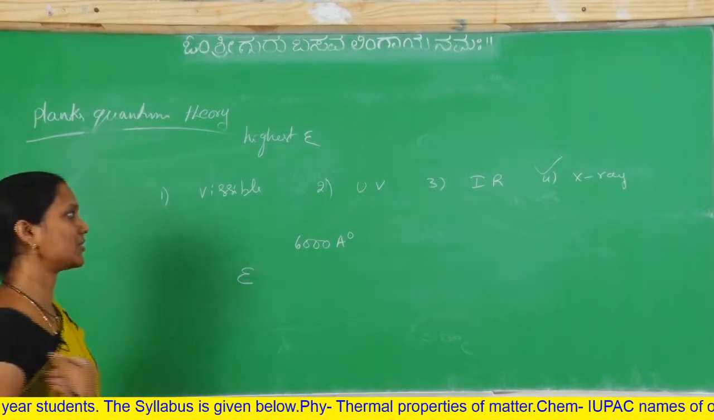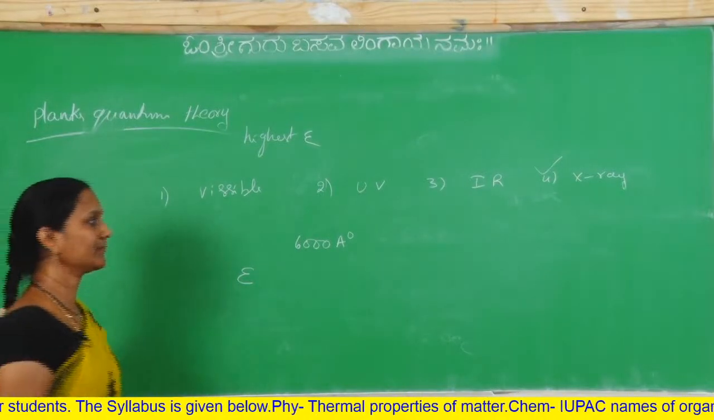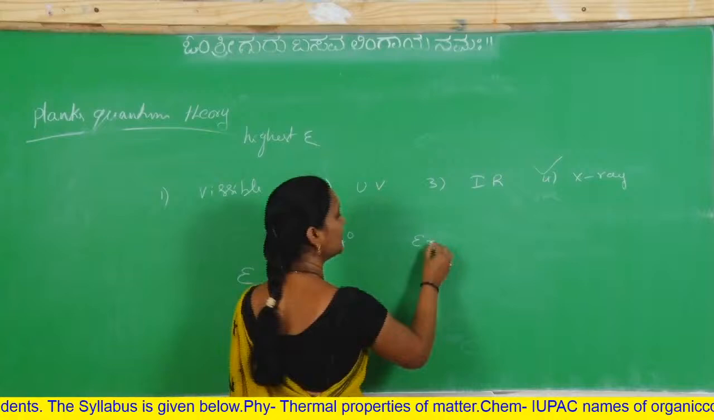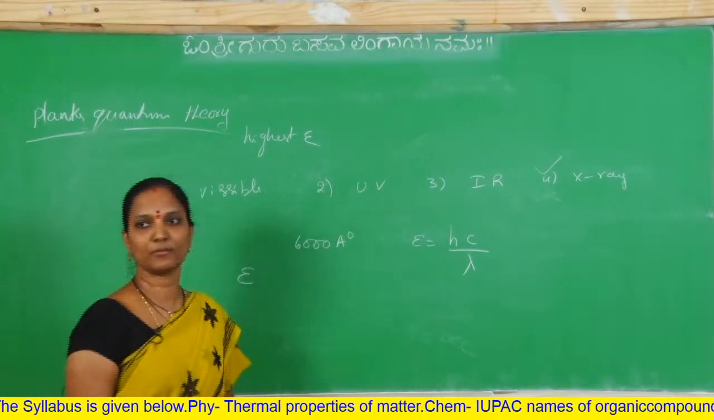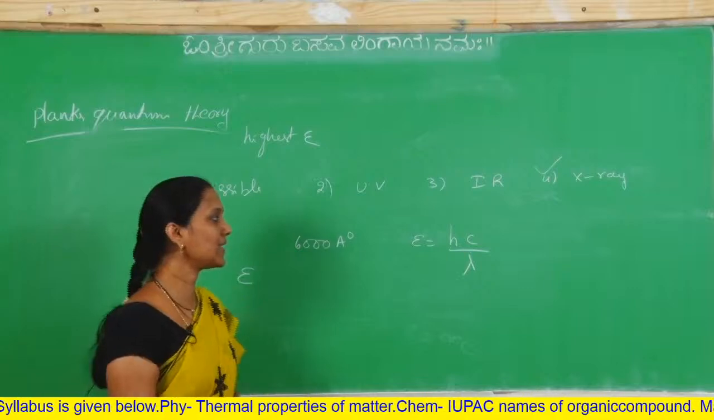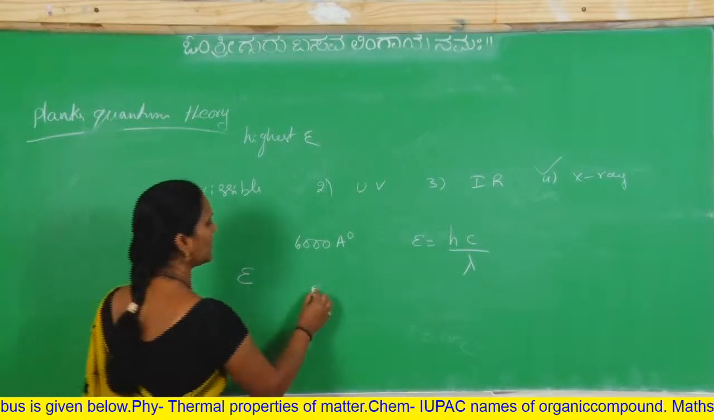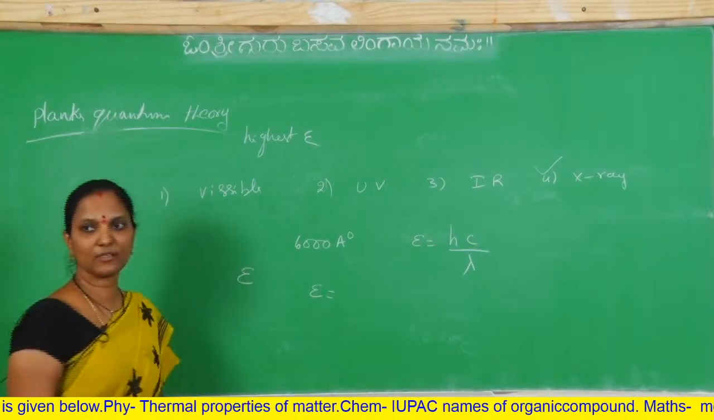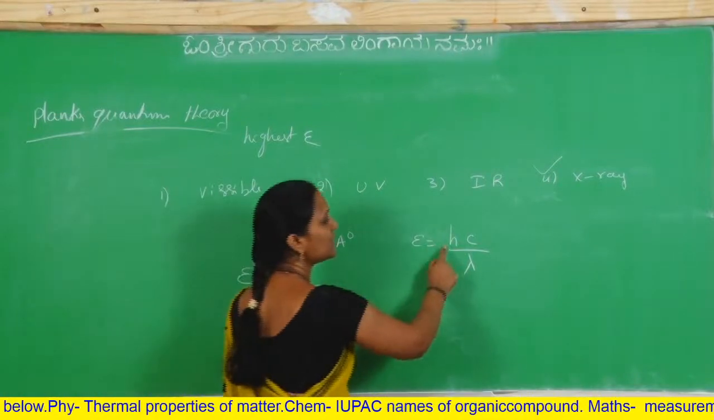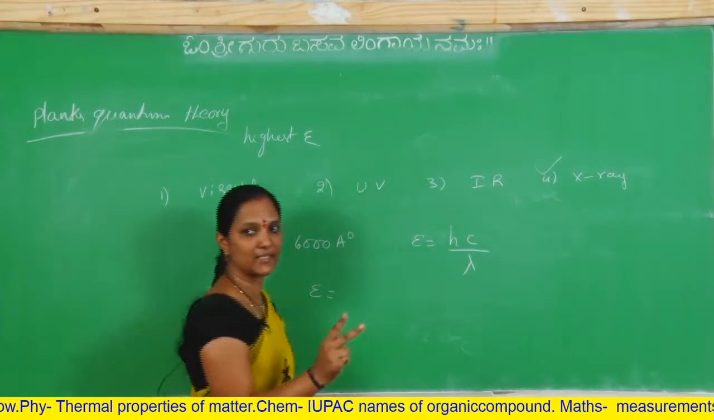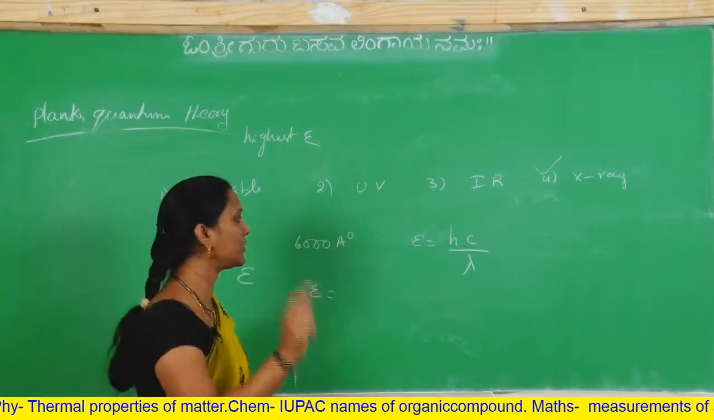Wavelength given, energy. What is the relation? E is equal to hc by lambda, because the wavelength is given, instead of E is equal to h nu. If the options are in joules, we have to take everything in joules, which means the wavelength must be in meters. So the remaining two in meters.